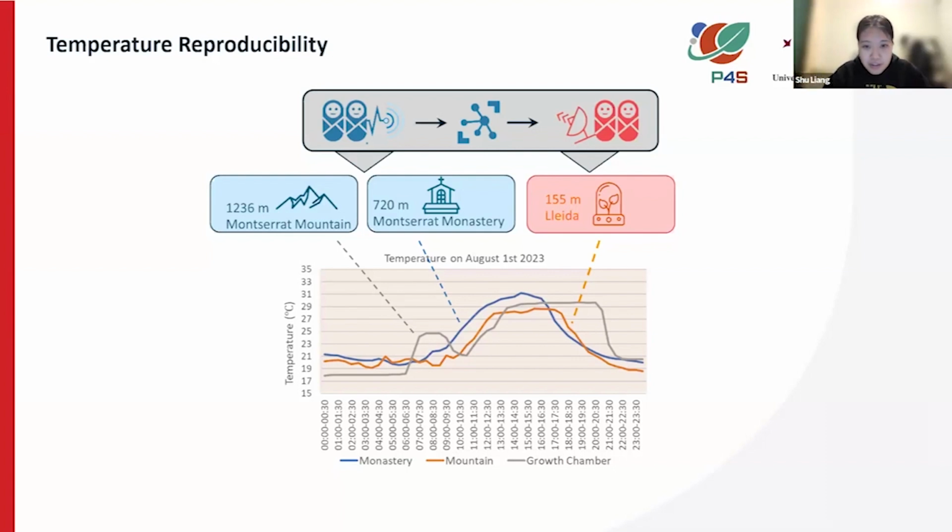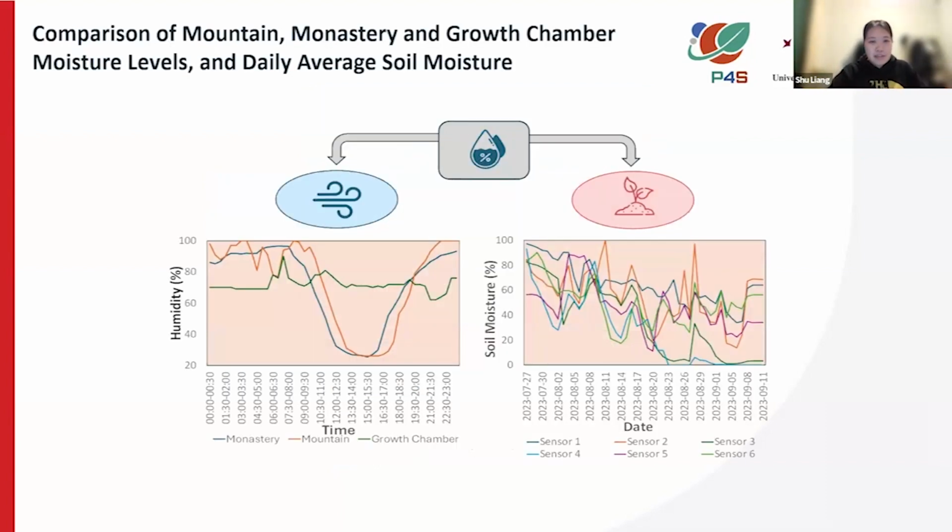You can see that during the day we have a similar trend. And it's very lucky that at night, when I cannot set the temperature, it has a similar temperature. Our weakness is the humidity, because the growth chamber cannot set the humidity very well, especially when the humidity is under 60%, we can't do anything. But for the soil moisture, they have a similar trend, and it is good at recording the data.